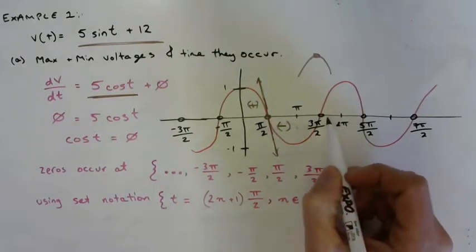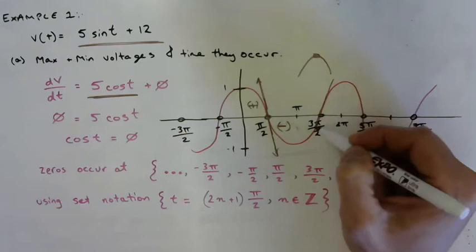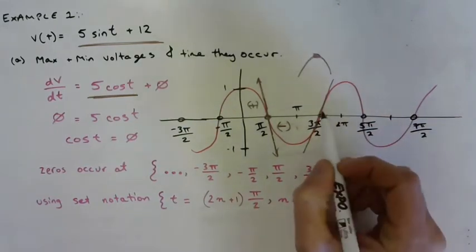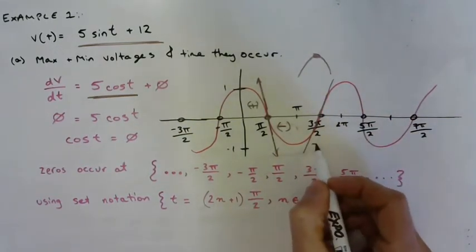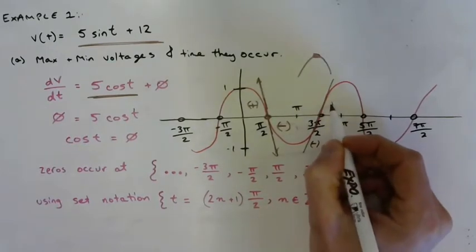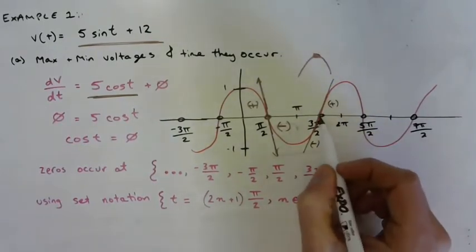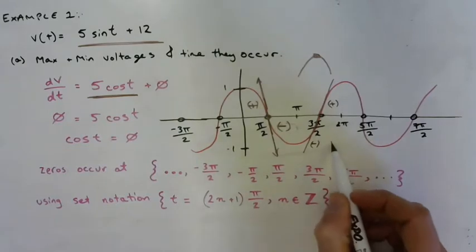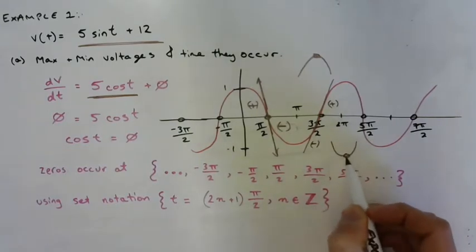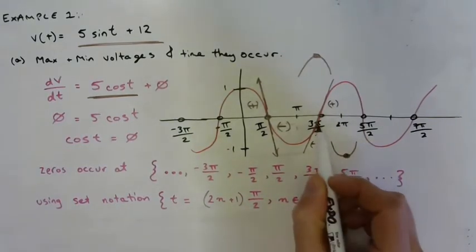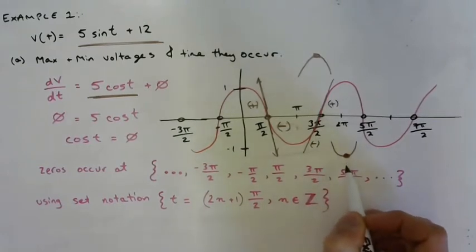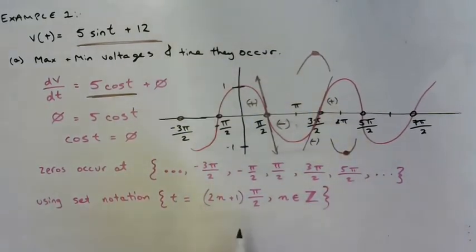Well, what about at 3 pi over 2? We go from left to right, we go from having a negative slope to having a positive slope. So at 3 pi over 2, we're going negative and changing to positive. So at 3 pi over 2, we have a minimum. And we can do that just by looking at the graph. So we're just going to identify a few of these, and we'll see if we develop a general equation.